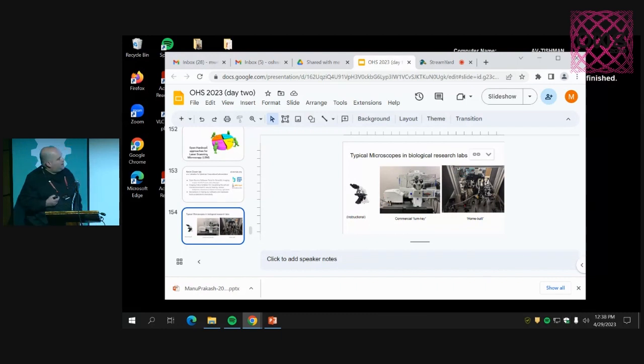And then the one on the right is basically our home built setup. And so we were trying to basically see how we can share the one on the right.